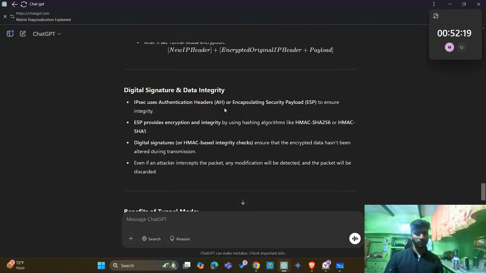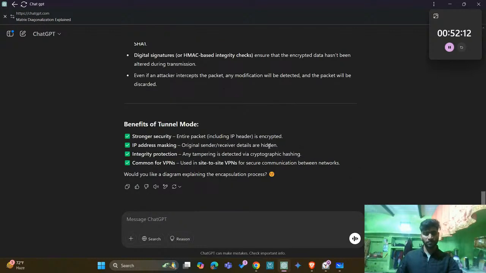Data hasn't been altered during transmission. Even if the attacker intercepts the packet, any modification will be detected. The packet will be discarded. Right.